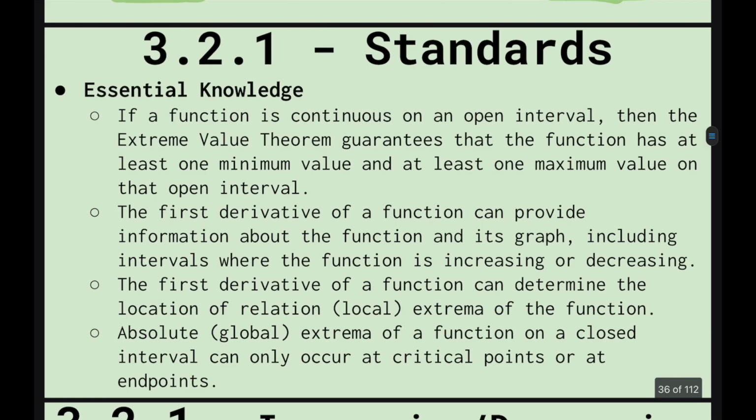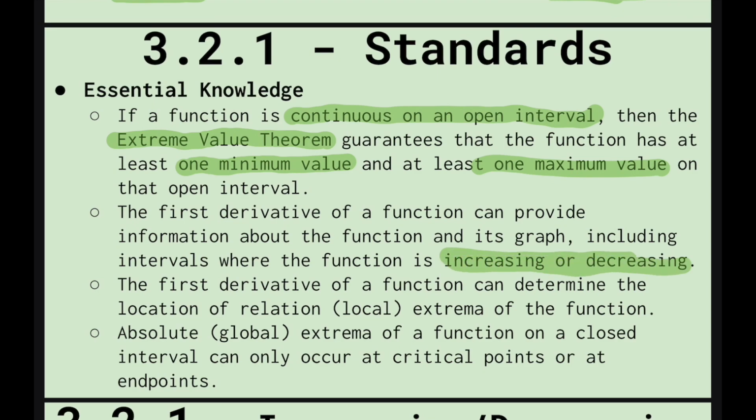Things you need to know. If a function is continuous on an open interval, extreme value theorem guarantees that the function has at least one minimum value and at least one maximum value on that interval. There has to be a min or max somewhere in there based on extreme value theorem. The first derivative can provide information about the function and its graph, including where it's increasing or decreasing. So the main thing you need to burn in your memory is the first derivative tells us where a function is increasing or decreasing, if it is at all.